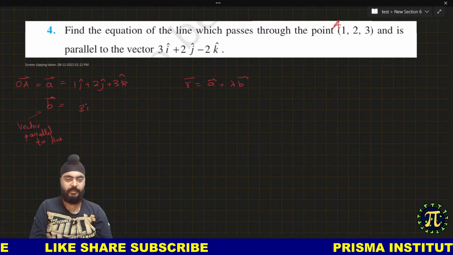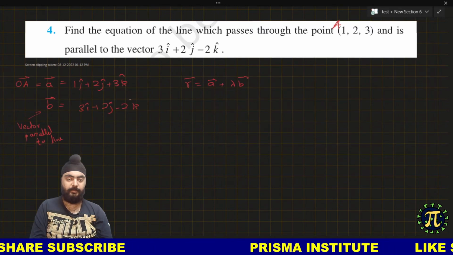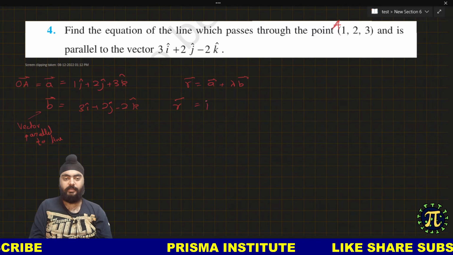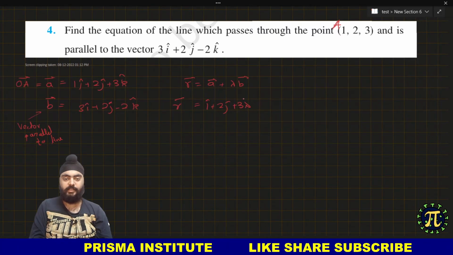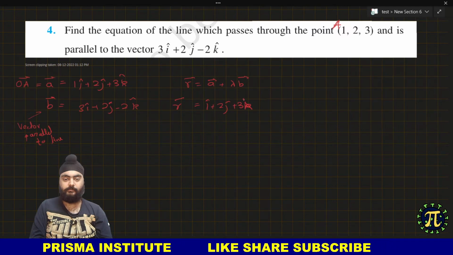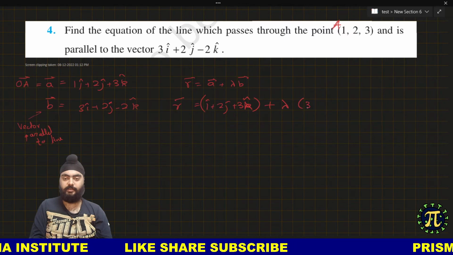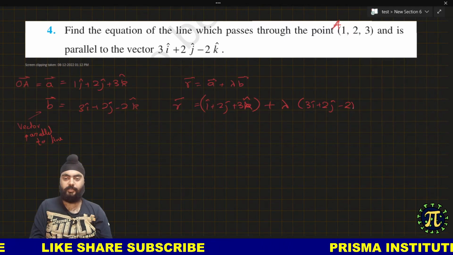So this is 3 i cap plus 2 j cap minus 2 k cap. And मैंने यहाँ पे लिख दिया vector form, and now I can find r vector is i cap plus 2 j cap plus 3 k cap, which is the A vector, plus में lambda times B vector 3i plus 2j minus 2k.